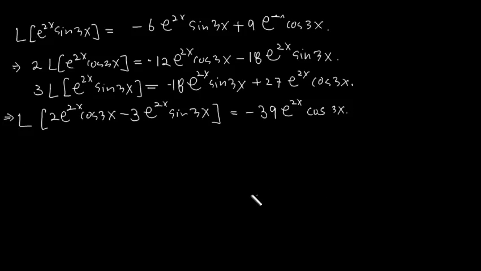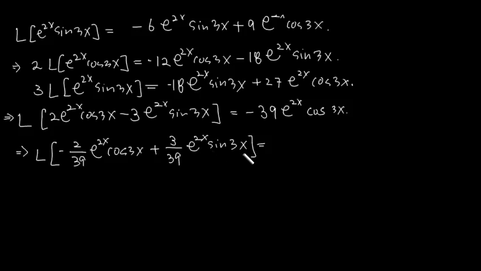So all we have to do now is divide both sides by negative 39. So we have a particular solution now, negative 2 divided by 39, e to the 2x cosine 3x, and this part will be 39 goes to the denominator, become positive 3 over 39, e to the 2x sine 3x, becomes just one copy of this part in here. That's how you find the particular solution for this part.